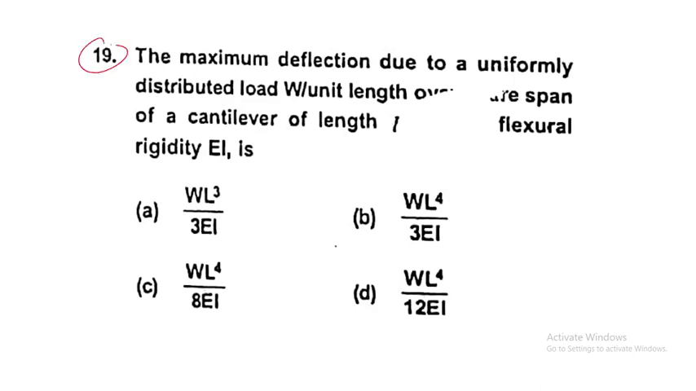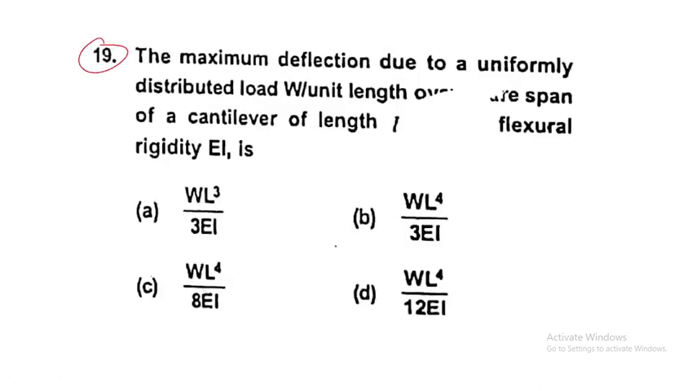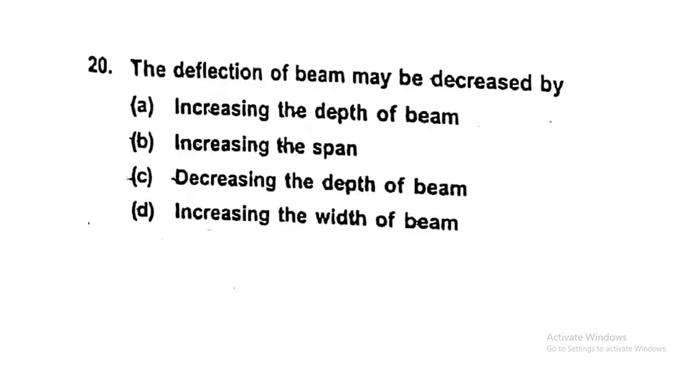Next, question number 19. The maximum deflection due to uniformly distributed load W per unit length over the entire span of a cantilever of length L, flexural rigidity EI, is given by, right. This is a repeated question, you have to remember. That is WL cube by 8 EI, right. WL cube by 8 EI is the answer for this question.